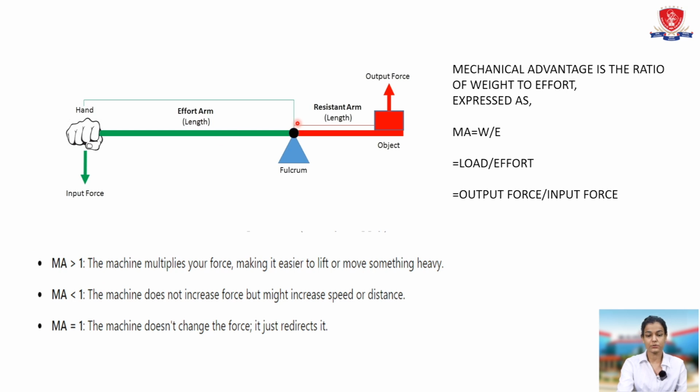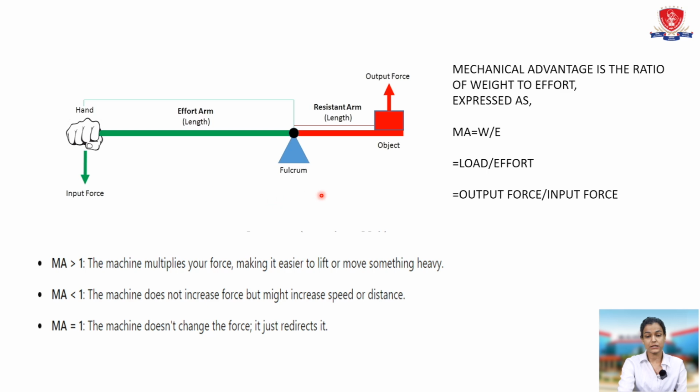Now, in this diagram, you see the fulcrum, that is the fixed point, is situated at the center. This is an example of a first order lever. The output force is on one side and the effort is on this side. Now, in this diagram, you can clearly see that the effort's arm is comparatively lengthier. So, we can say that there will be a mechanical advantage in this lever.